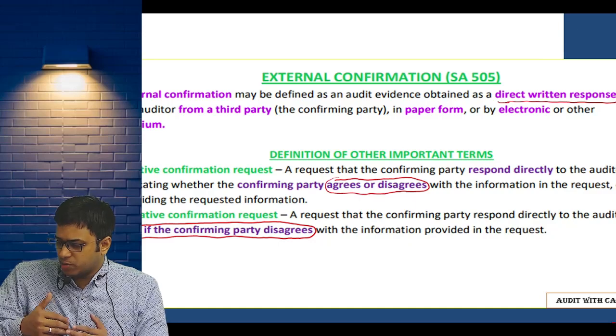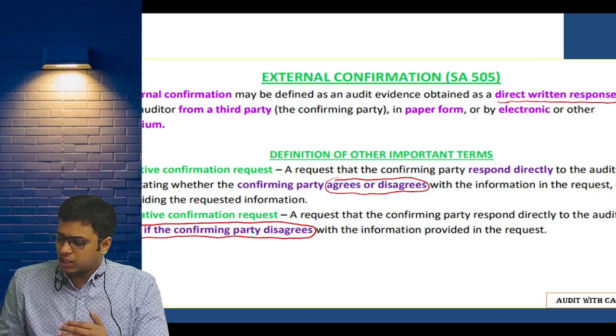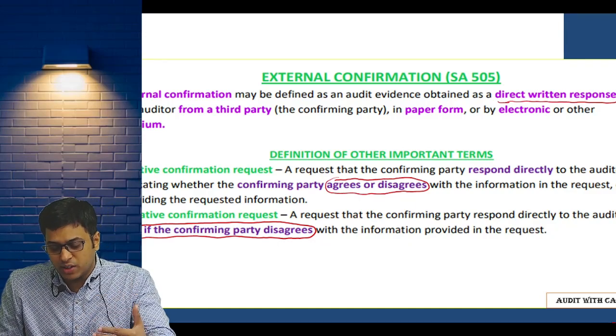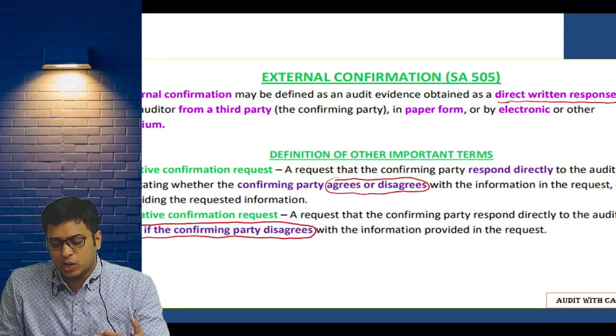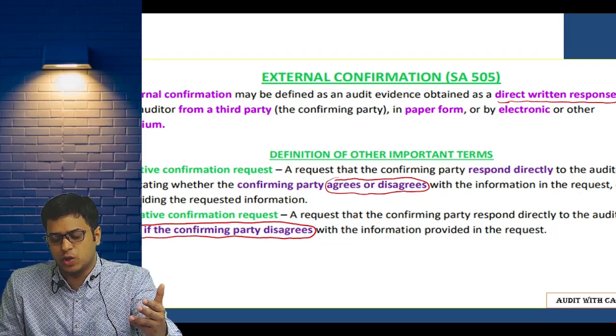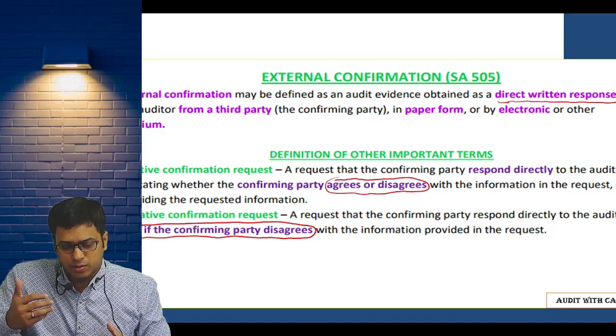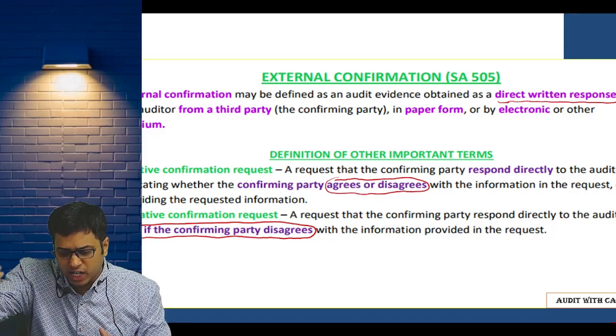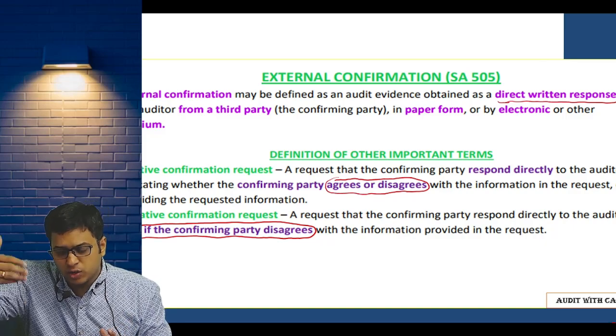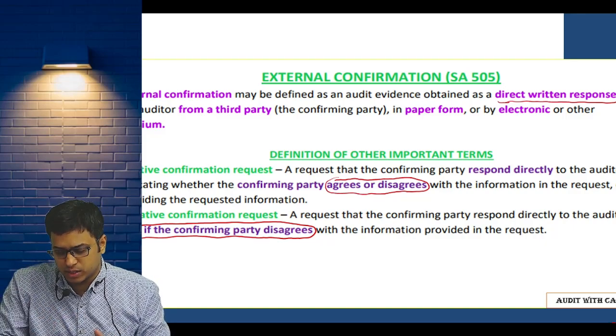Whenever you make a confirmation request with the third party, and we tell the third party whether you agree with the matter or whether you disagree with the matter, please ensure that you are responding to us. That is called positive confirmation request. What is negative confirmation request? When we tell the third party that if you agree, don't respond, and only if you disagree, then you respond, that is called negative confirmation request.